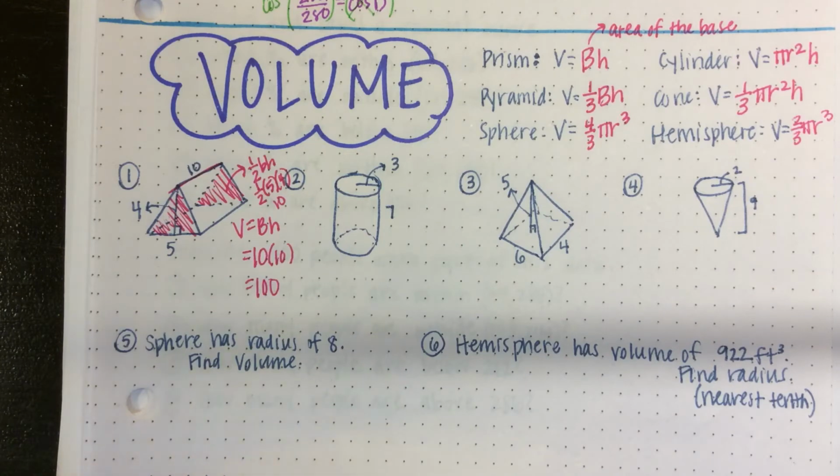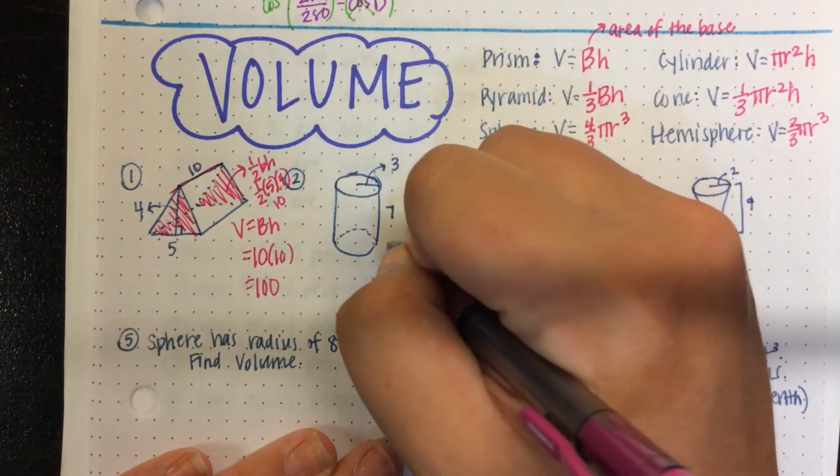For number 2, I have a cylinder. So my cylinder formula is pi r squared h.